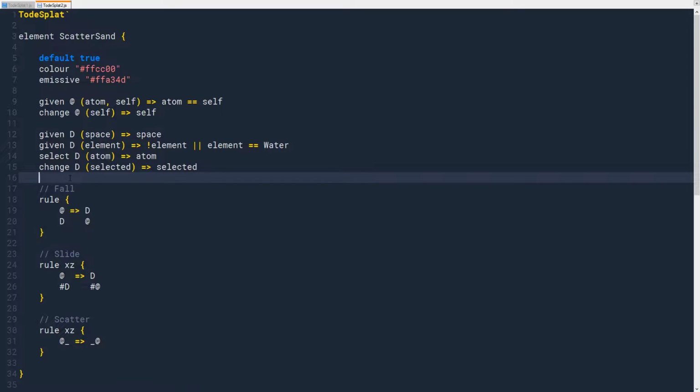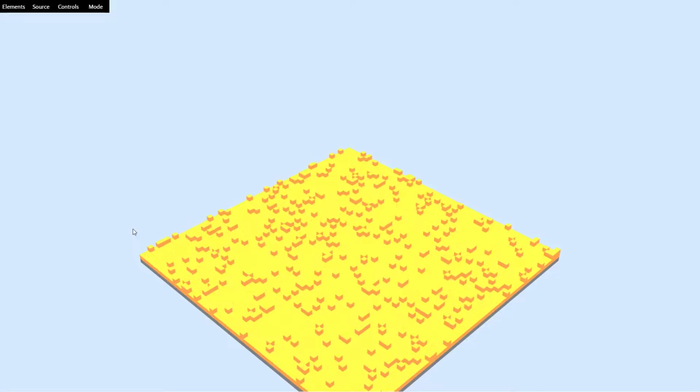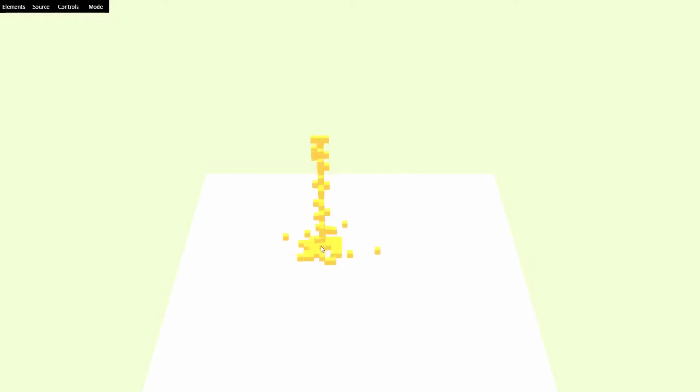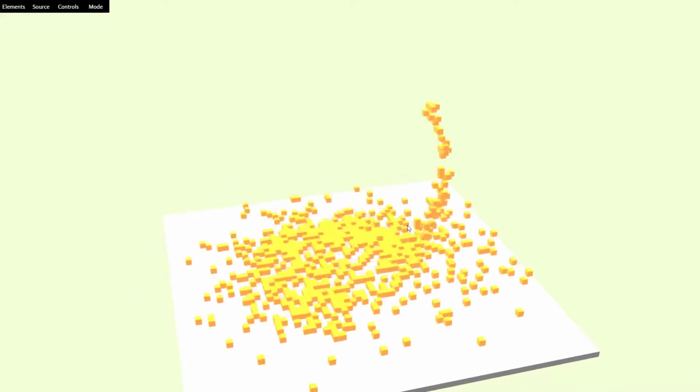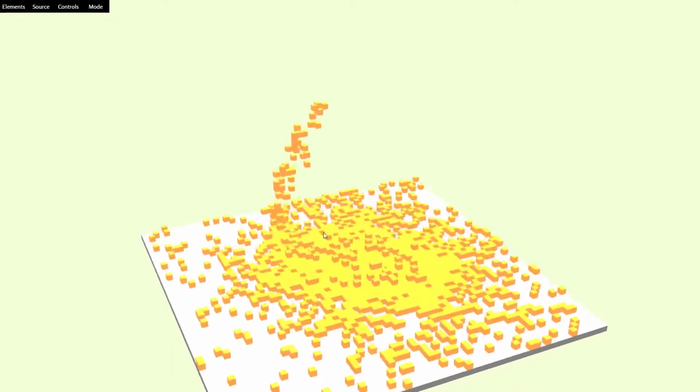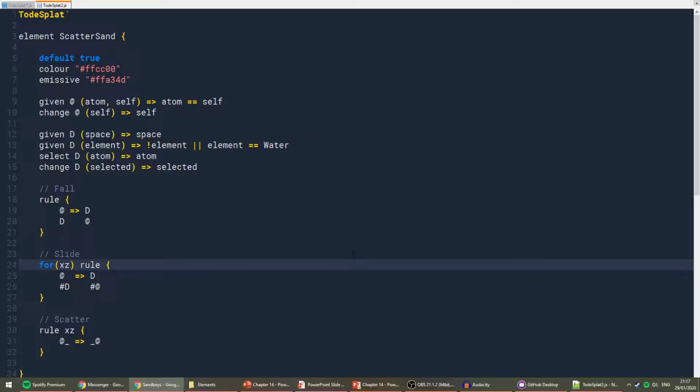There are a few things that I want to consider making moving forwards. One thing that I've started already is, well, normally when you type in XZ here, it picks one random sort of reflection in those axes. But if you want it to try all of them, you can use the for keyword like this, for XZ. So what this does, it goes through every single possible reflection in the X and Z axes, and it tries them all before moving on to the next rule. So this is kind of working. It's a little bit wrong at the moment, but I'm still working on finishing it up.